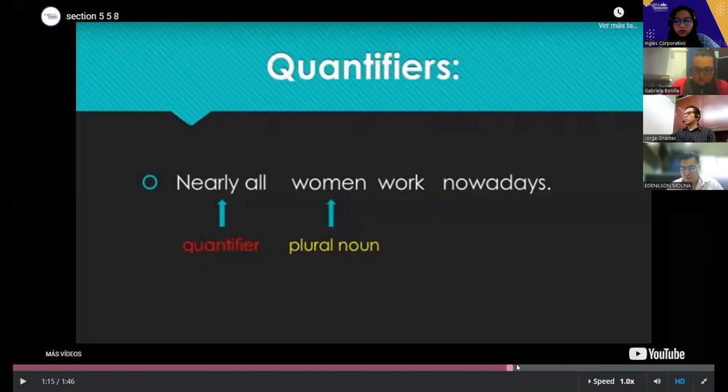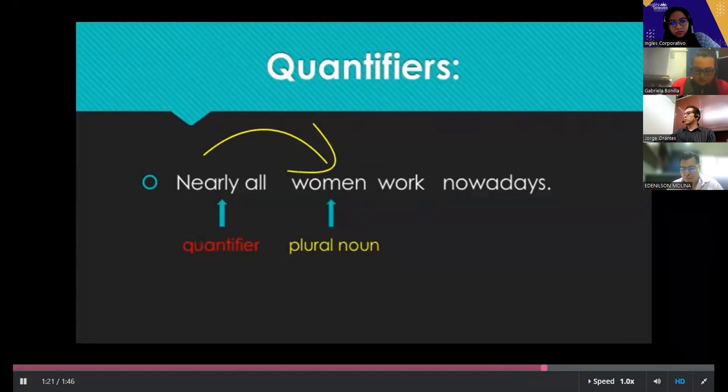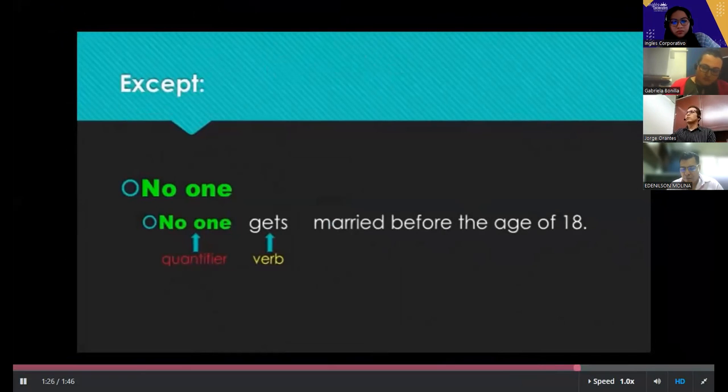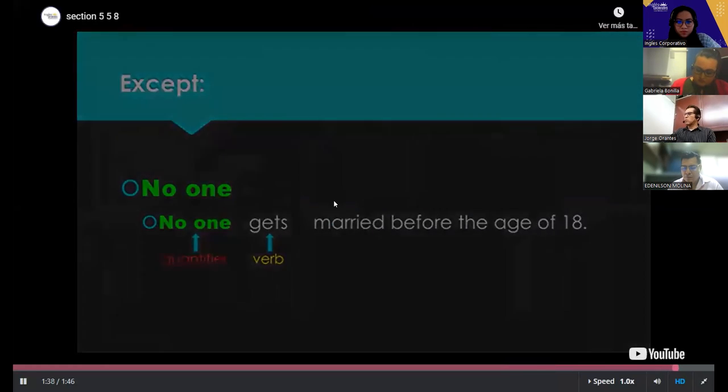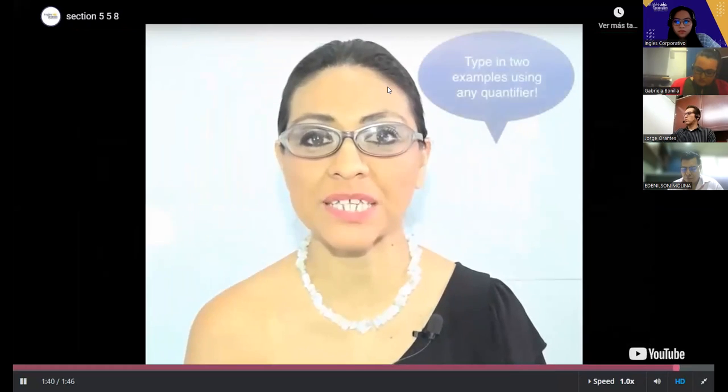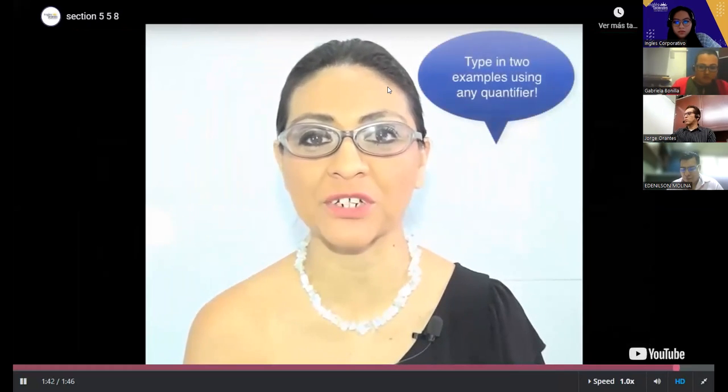Veamos otra vez la explicación, here we go. Nearly all, quantifier. Women, plural noun. So in other words, all quantifiers come before plural nouns, except no one. No one gets married before the age of 18. No one, quantifier, gets the verb. As a tip, ask your teacher to remind you about count nouns so you are able to use these quantifiers. Type in two examples using any quantifier you want.